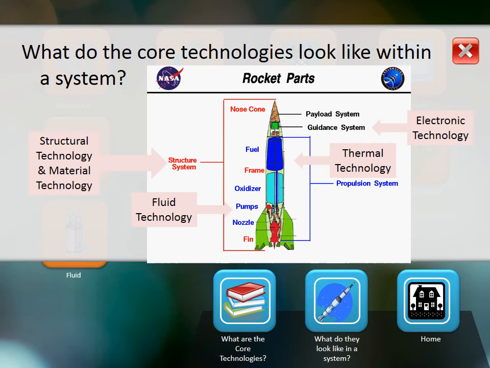Now, let's look at the electronics. Your payload system, your guidance system. You're going to be sending information back down here on Earth, and they're going to be sending you signals on your guidance. Where do you go next? If you're orbiting the moon, if you're going to Mars. Your thermal system is going to include your fluids. How warm is it? You want to make sure it's well insulated so that they don't get overheated in there.